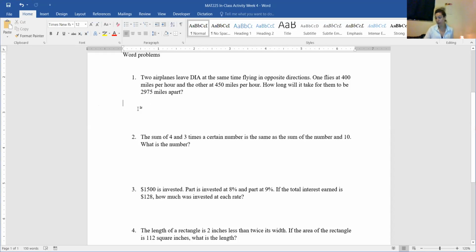Okay, I have it open now. So two airplanes leave DIA at the same time, flying opposite directions. One flies at 400 miles per hour. So write down that 400 miles per hour. And the other at 450. So one's moving faster than the other. Right. So are we adding or subtracting? Well, let's see, how long will it take for them to be 2,975 miles apart from each other?